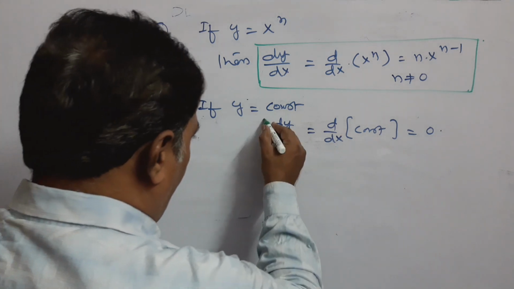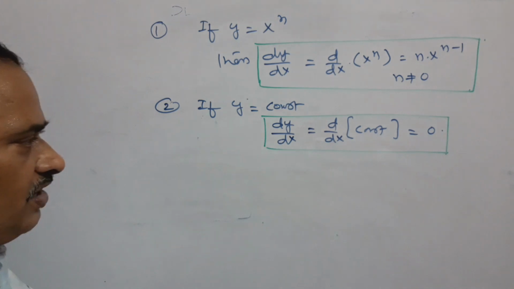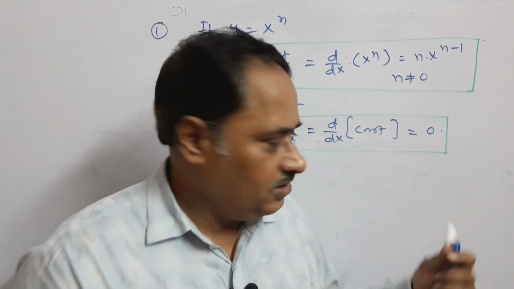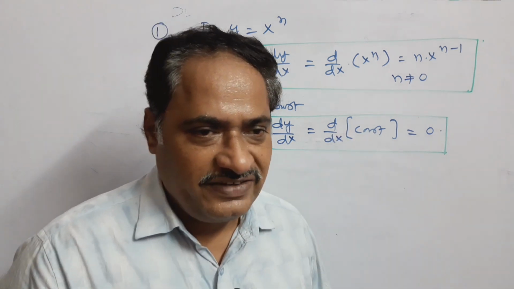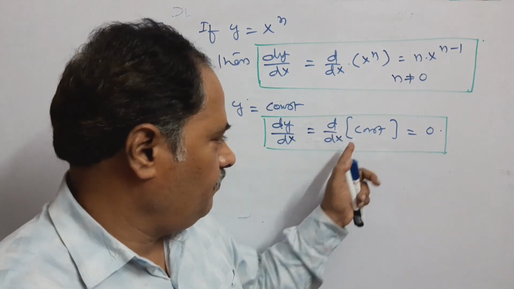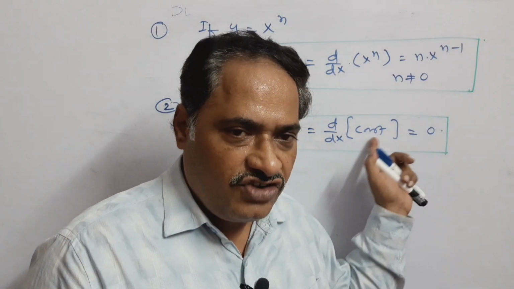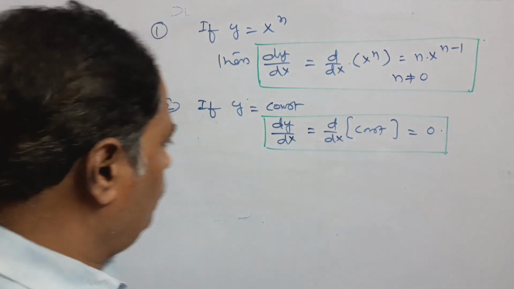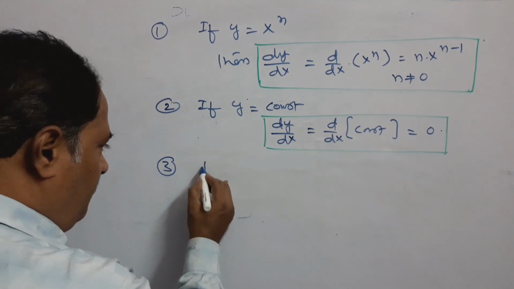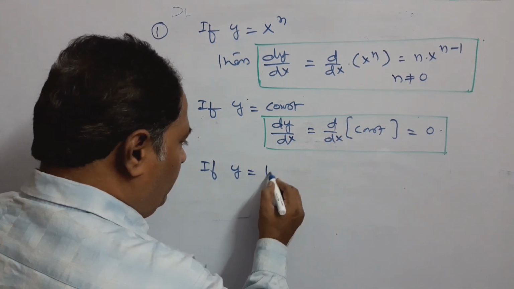Not only d by dx, if it is a function of time, d by dt of a constant equals 0. Any variable you want to consider, that may be x or y or t or whatever it may be, if the value is nothing but a constant, differentiating that constant with respect to that variable gives 0.